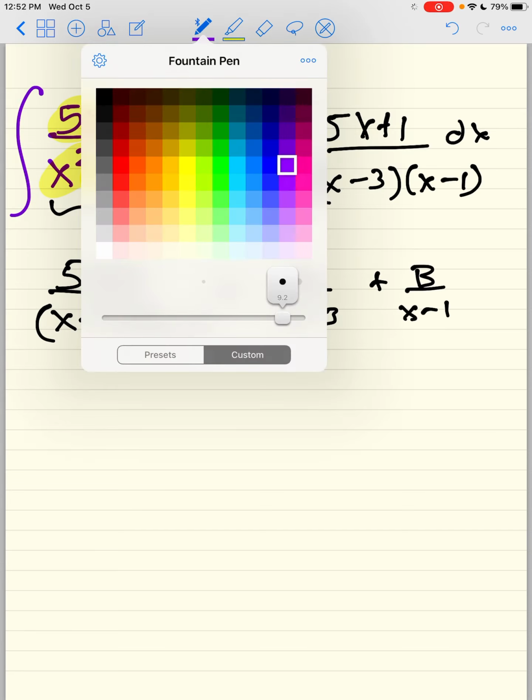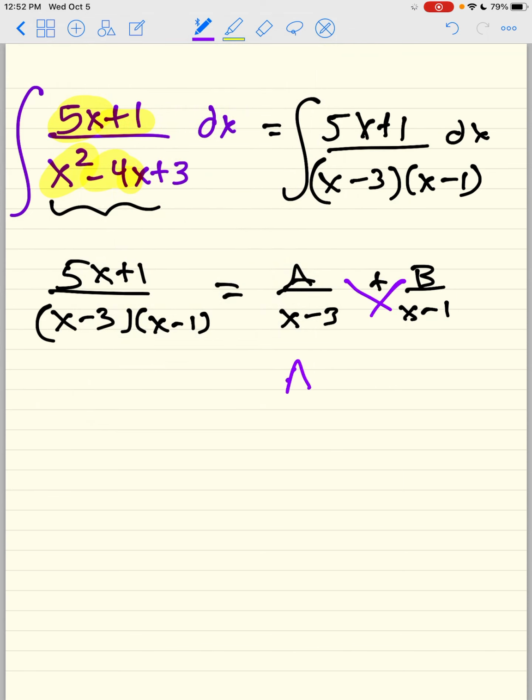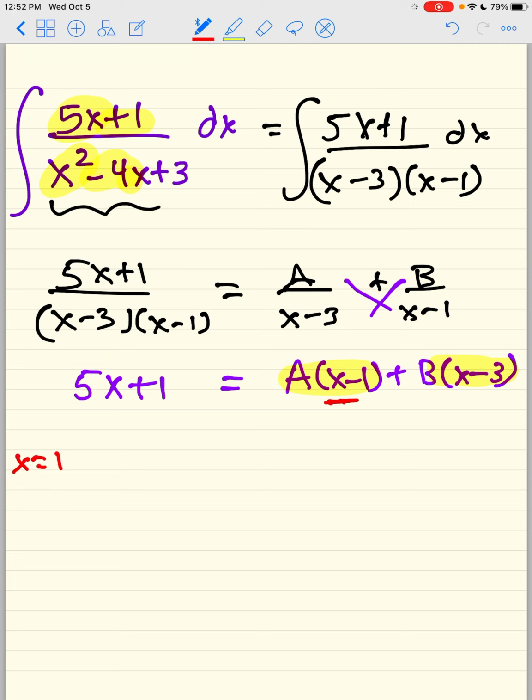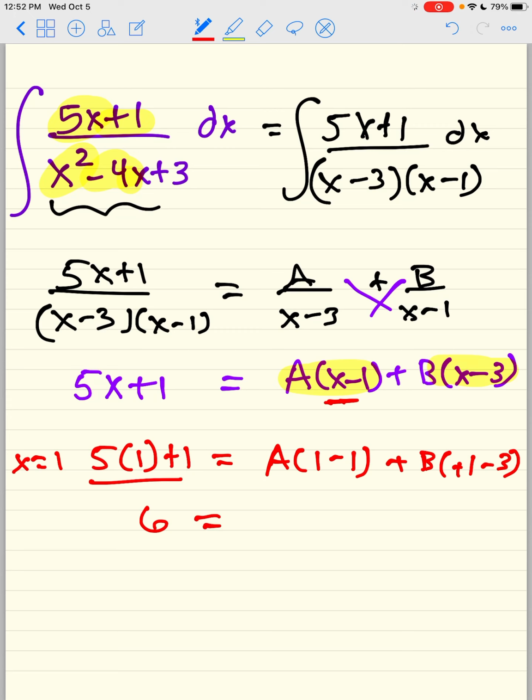Again, it doesn't matter where they go. Crisscross this part. Keep the numerator in this part. Set x equal to a value that will make this 0, and then set x equal to a value that will make this 0. If you set x equal to 1, that would make this 0. So when x equals 1, you get 5 times 1 plus 1 equals A times 1 minus 1 plus B times 1 minus 3. This guy here is 6. This person is 0, that person is negative 2B, forcing B to be negative 3.